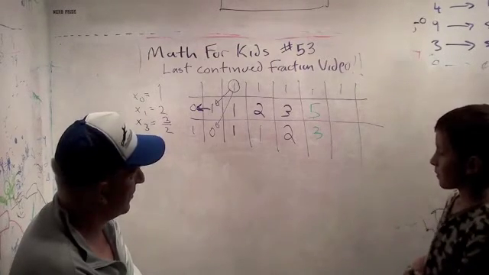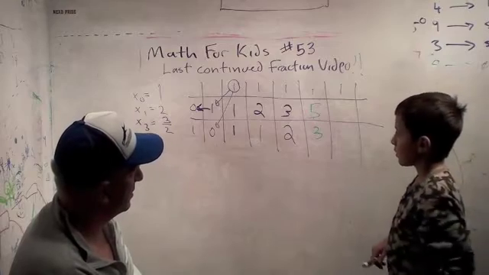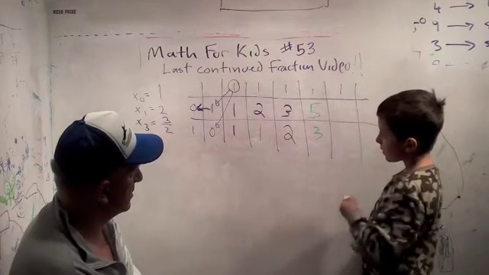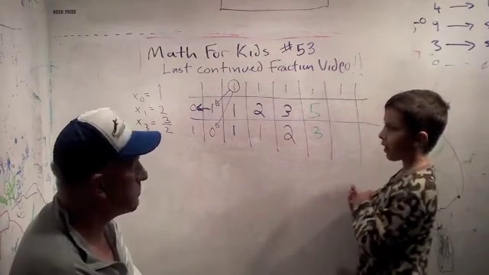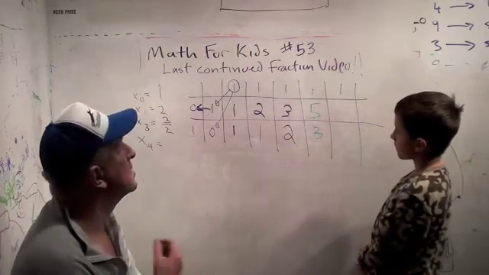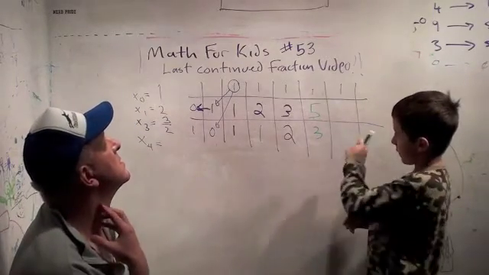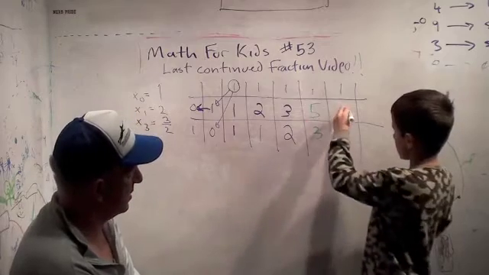You notice anything else about the top and bottom numbers? Yeah? Well, the bottom is always smaller than the top. Okay, that's a good thing to notice. So 1 times 5 is 5. Plus 2 is 8. Okay.